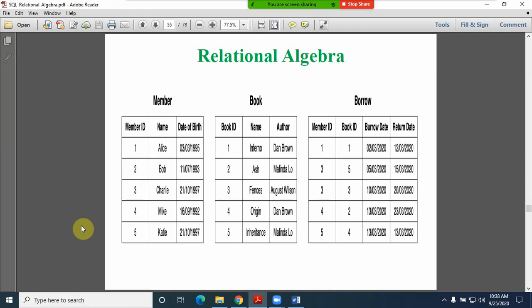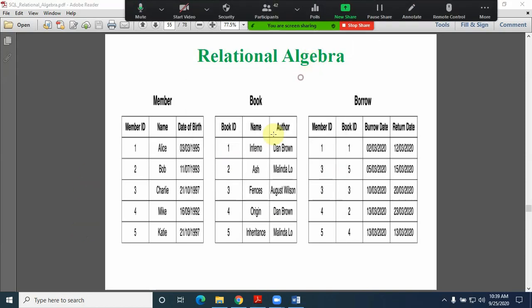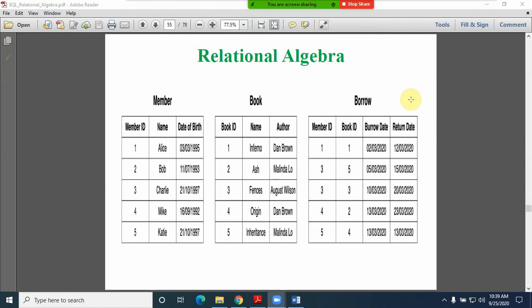And borrow: if a person wants to acquire some book from the library, he should have a library card. In that card, friends, some access code will be given. The librarian maintains one more table called the borrow table, and in our example it contains four fields: member ID, book ID, borrow date, and return date. These are all the things available. Now we are going to apply some relational algebra operations to fetch the appropriate data.